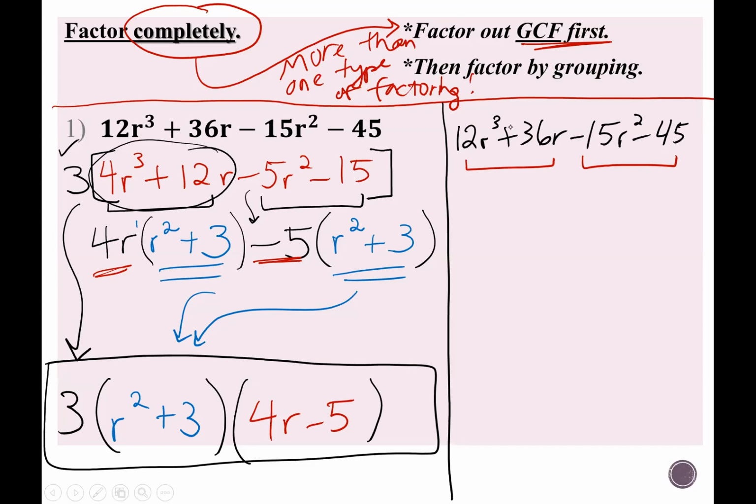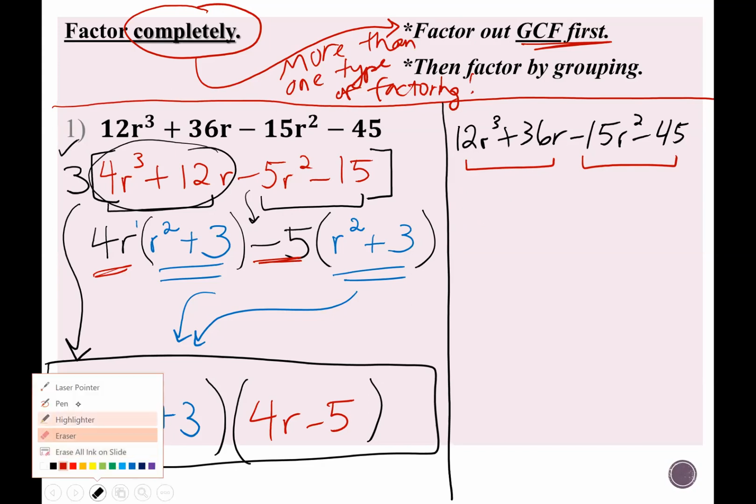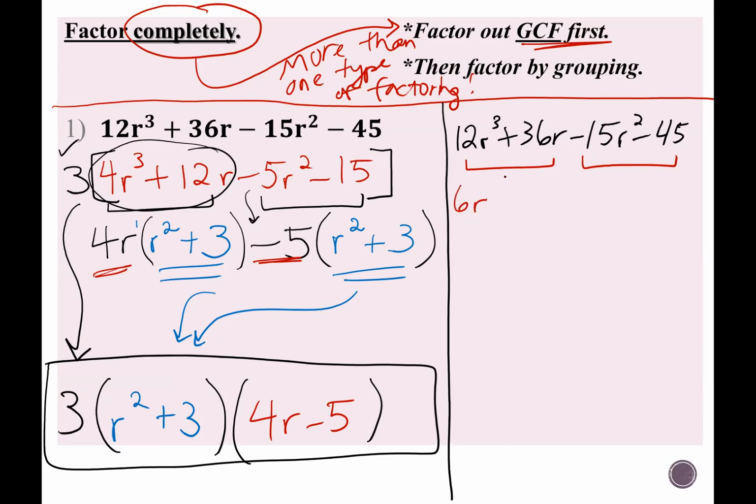Okay, so here's my first group, 12r to the third plus 36r. So 12r would be my, oh, not squared, sorry, just 12r. 12 goes into 36. And actually, maybe you didn't even know that 12 went into 36. That's okay. What if you didn't realize that? What if you said maybe 6? Maybe you said 6r instead. 6r. Then you're left with what? 2r squared plus 36 divided by 6 is 6.